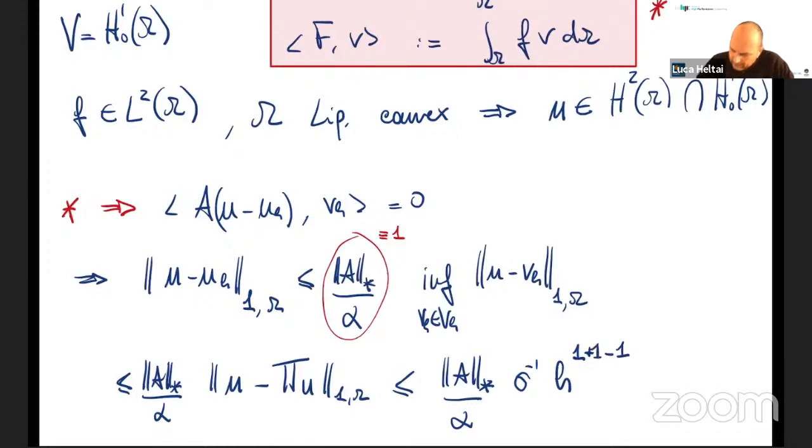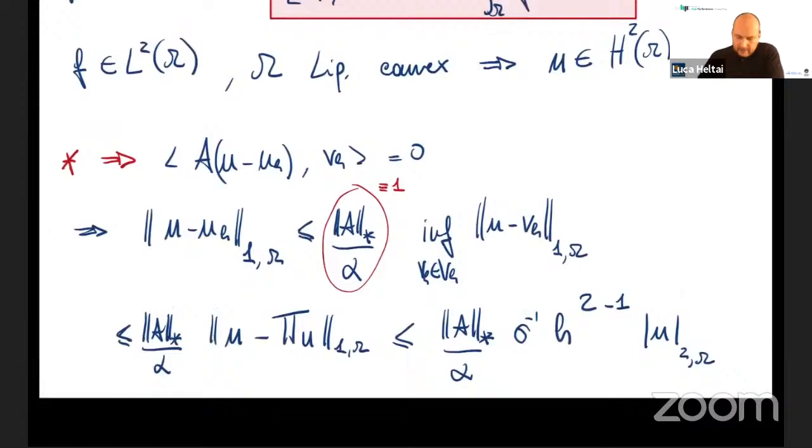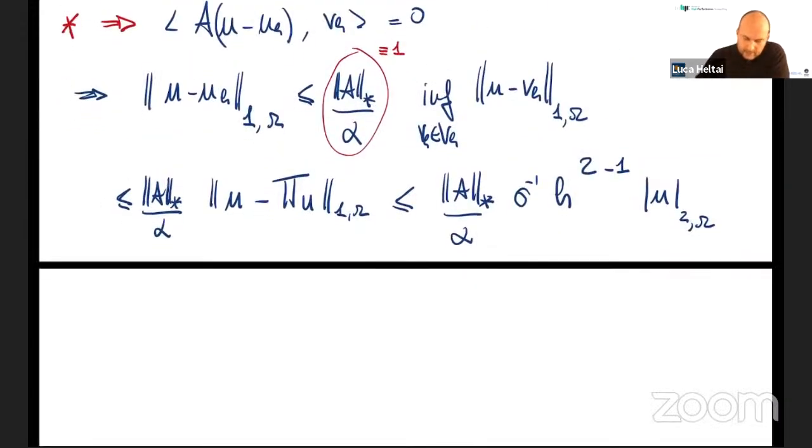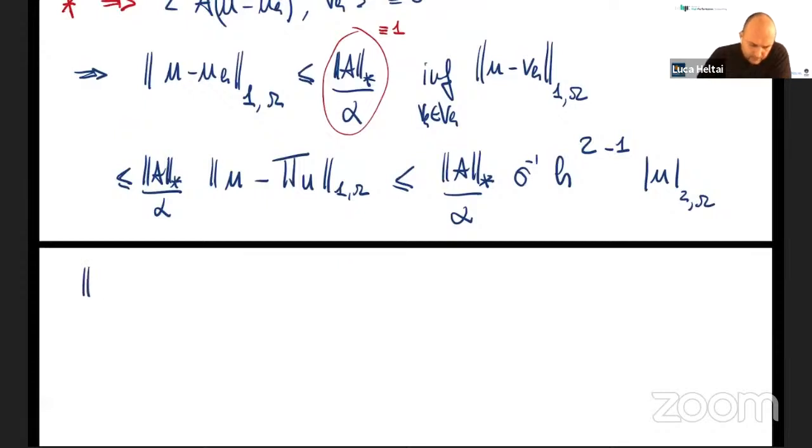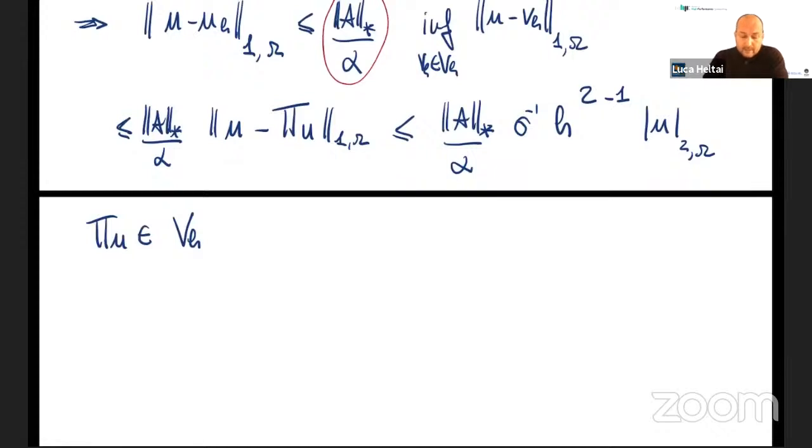That will be k plus 1 minus 1, and this would be u. Let me write this directly as the 2 minus 1 semi-norm of u on omega. Okay. And now the reason why I can do this is the following. I can say that pi of u belongs to VH, and pi of u is just gluing together all the various interpolation functions on the various segments. Right?